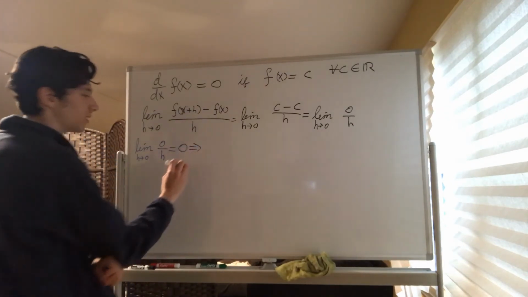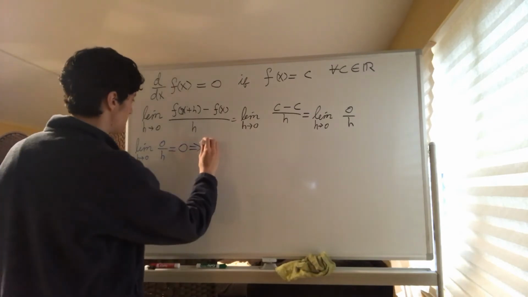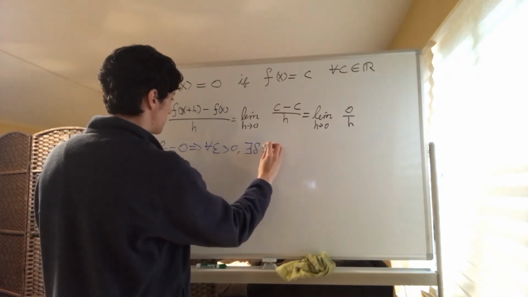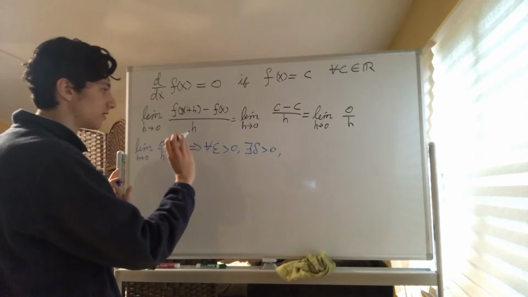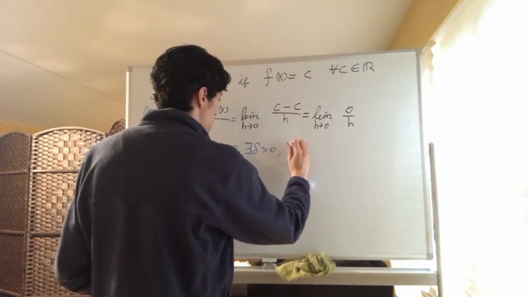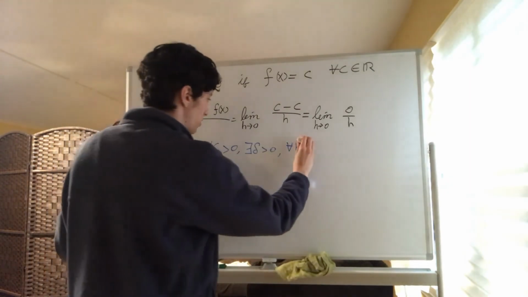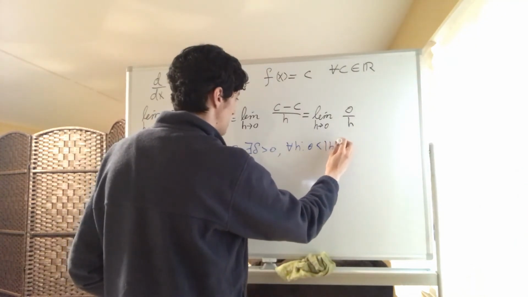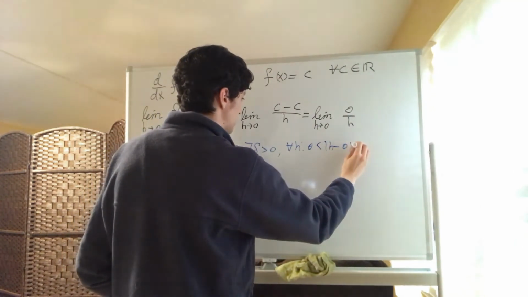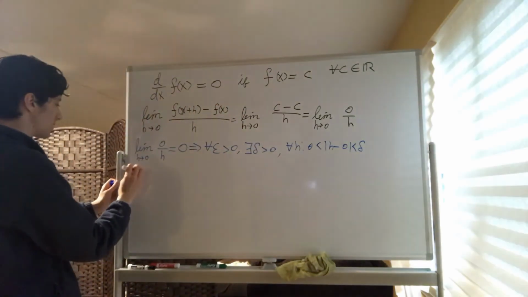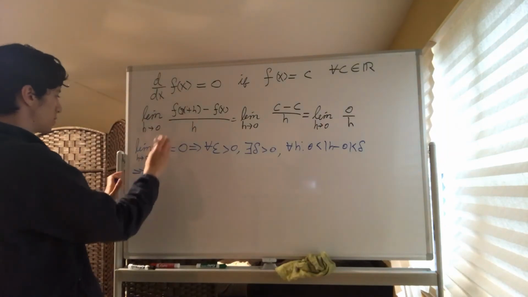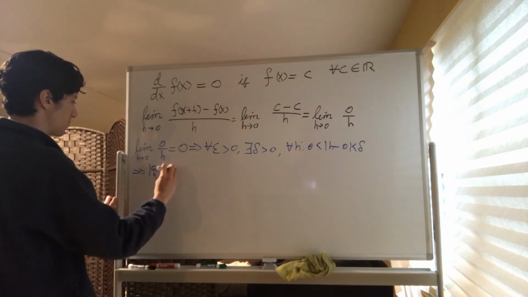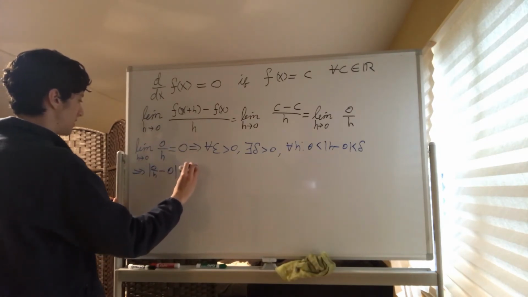So what does this mean? Well, using the definition of our limit, for all epsilon greater than 0, there exists a positive delta such that for all h, because h is the thing that's doing the approaching, so whenever h is within delta of 0, so 0 is less than the absolute value of h minus 0, which is less than our delta, this implies the following, that our function, which in this case is 0 divided by h, minus the limit, so 0, is less than epsilon.